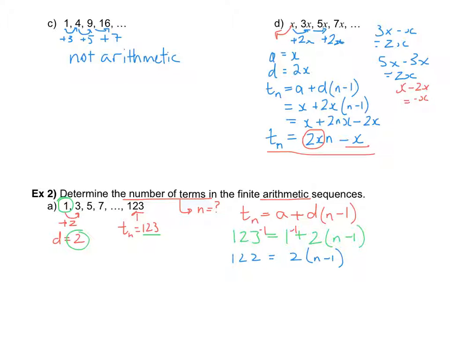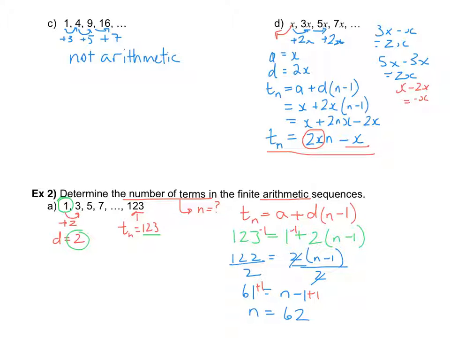I have a couple options here. I could expand this, the 2 through the bracket, or I could just divide both sides by 2 to get rid of it. That will cut my number down more quickly. That should be a 61. A half of 122 would be 61. That's equal to n take away 1 now. And to get n by itself, we're going to add 1 to both sides, to undo that. So 61 plus 1 would be 62. So there are 62 terms in the sequence.